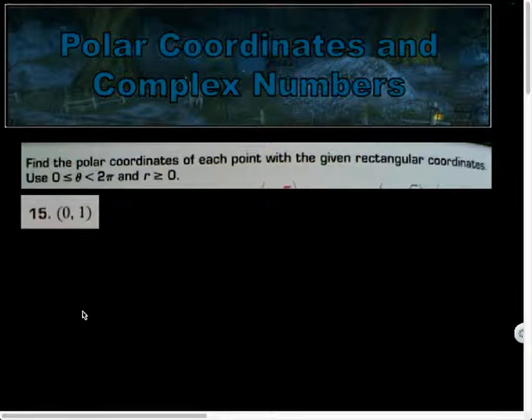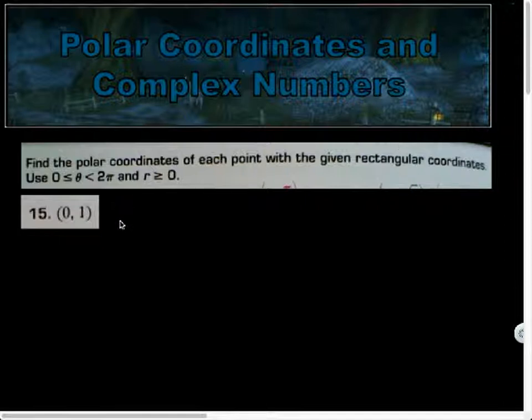So let's see. Find the polar coordinates. Wait, what are we doing? Polar coordinates? That's right. We were last night converting between polar and rectangular forms. We learned a handful of little tricks up our sleeves that we could convert between the two. So we had a handful of little formulas that you need to know.